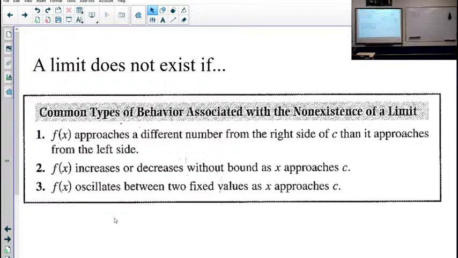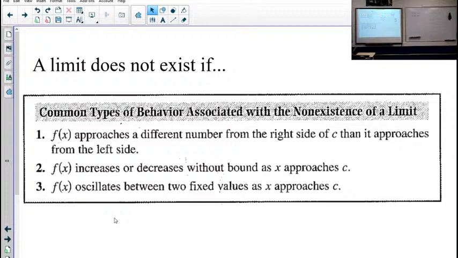But there are some times when we cannot find a limit, and the limit does not exist. So that's what we're going to talk about today, a limit not existing. A limit does not exist if the function approaches a different number from the right side than it approaches from the left side. If we're conflicting on which direction we go from, then the limit's not going to exist.